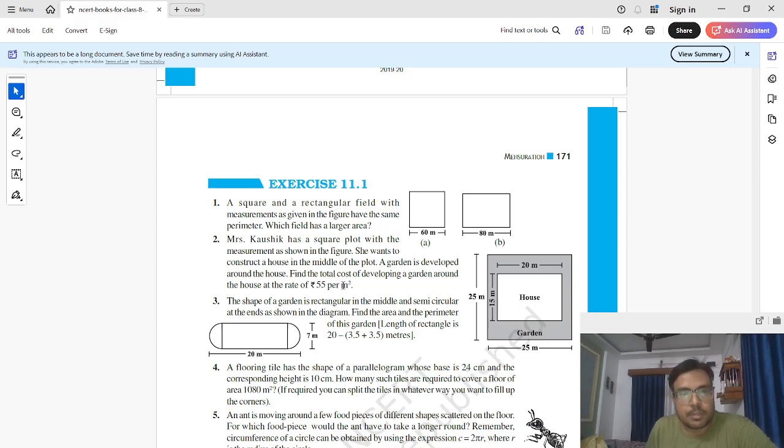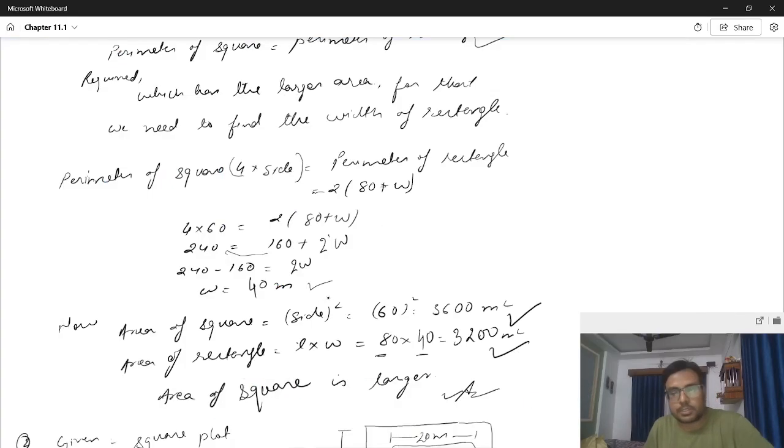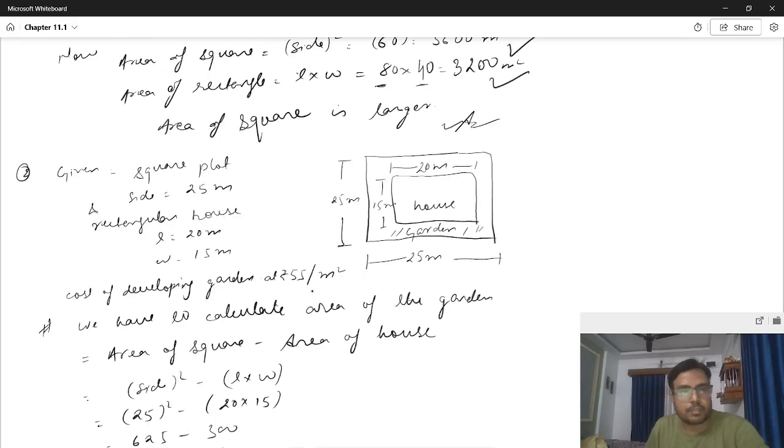A garden is developed around the house. This is the garden area. Find the total cost of developing the garden around the house at the rate of 55 per meter square. For 1 meter square, what is the rate? It's 55. So we'll go to the question. Now this is the garden, 25, 25, and this is the house, and this shaded part is your garden. This is the outer total, and this is the dimension of the house, 20, 15.